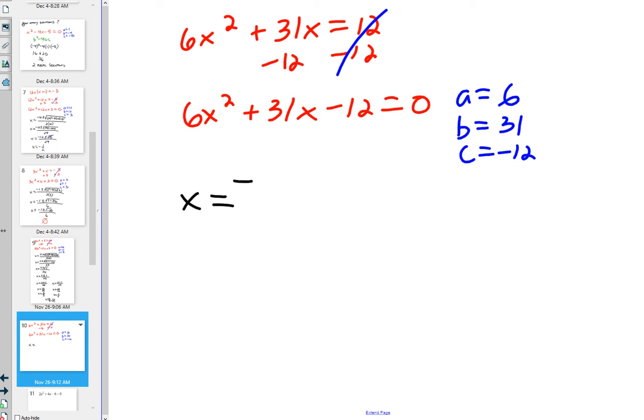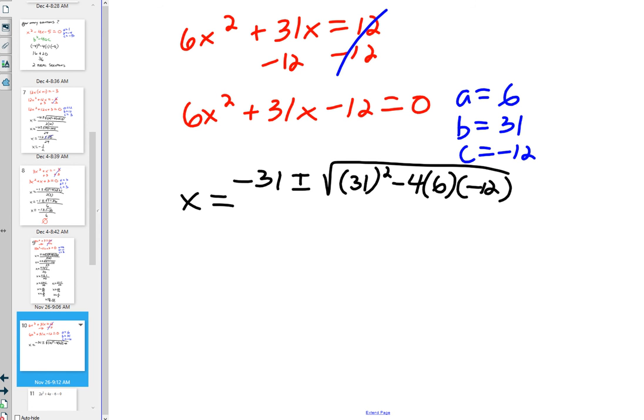If B is 31, negative 31 plus or minus the square root of 31 squared minus 4 times 6 times negative 12.